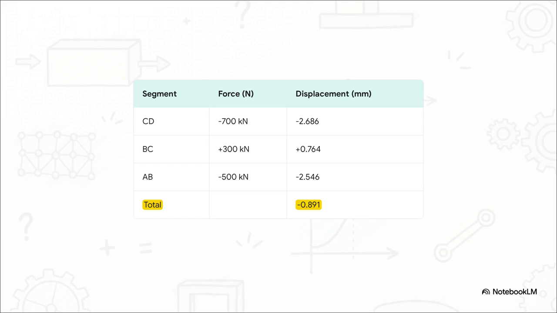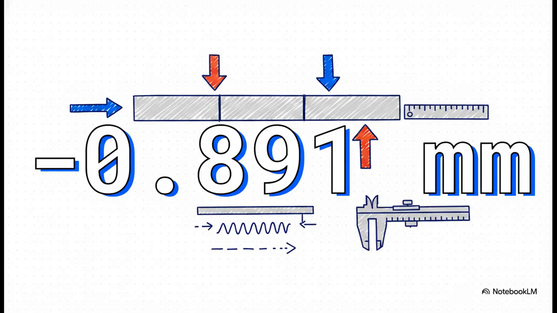Now notice the signs. A negative force gives us a negative displacement. That means it gets shorter. A positive force means it gets longer. Then all we have to do is sum it all up. And there's our answer. The total change in length is negative 0.891 millimeters. So even though one section was being pulled apart, the forces pushing it together were stronger, and the entire bar actually got just under a millimeter shorter. I mean, that is the incredible power of predictive engineering.